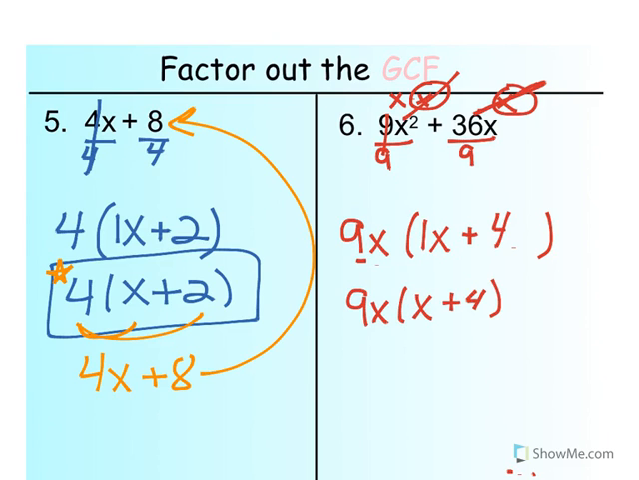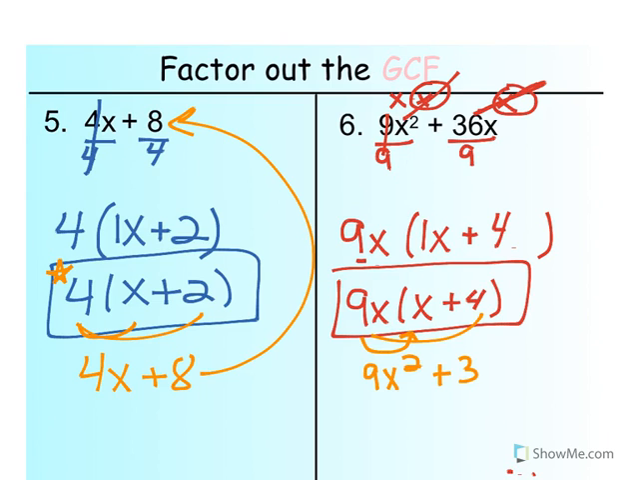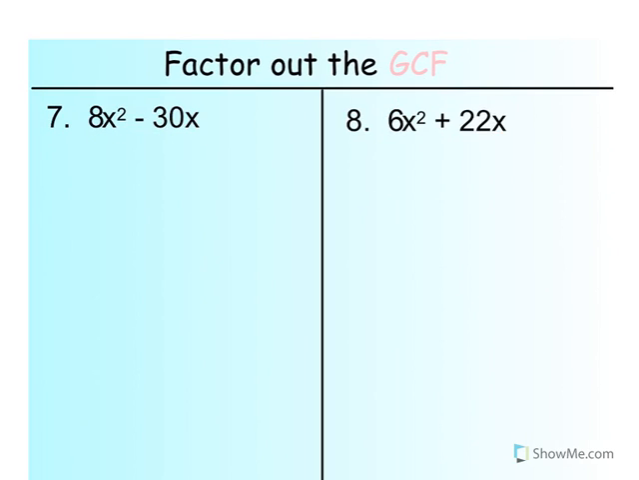Let's just double check that we did in fact do it correctly. If I distribute my outside term, kind of like let's undo the factoring, 9x times x, remember you're going to add your exponents, would be 9x squared. 9x times 4 would be 36x. Does that match the original binomial? Yes, it does. That means our factoring inside the red box is correct. Just a reminder, you are not going to have to prove it by distributing. I just want you to know there is a way to check your work. If you're comfortable with those examples, then go ahead and move on to the next two.